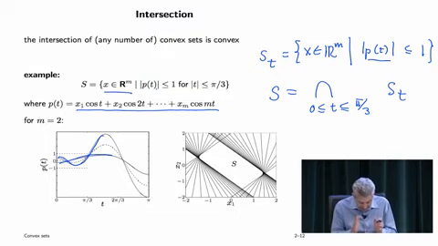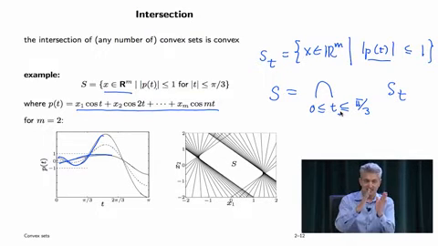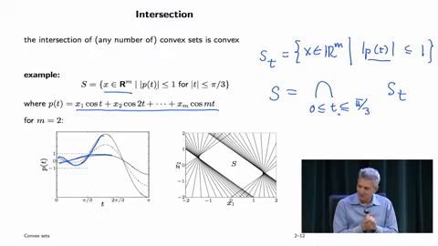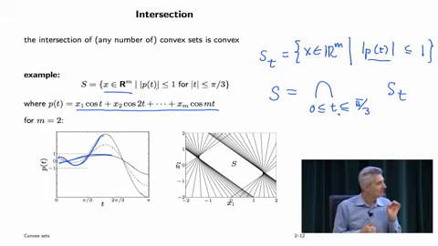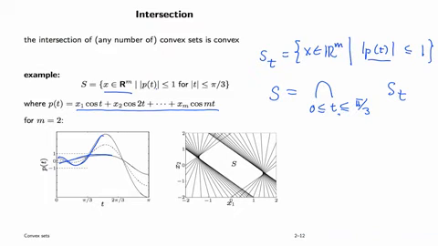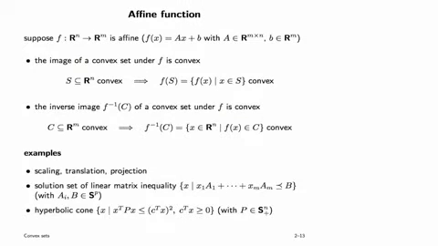Now, when t ranges between 0 and pi over 3, that slab rotates and its width changes, right? And it says if you take the intersection over all of those slabs, the inside is what's left, that gives you the set S. Okay? So that's the idea. We'll look at a couple more of these operations.